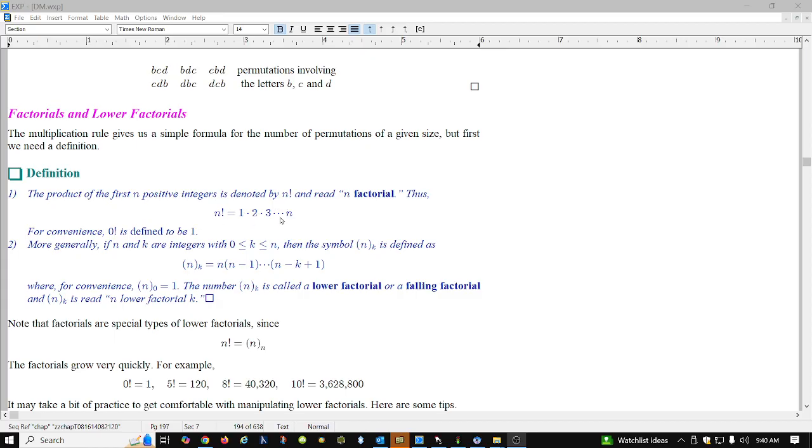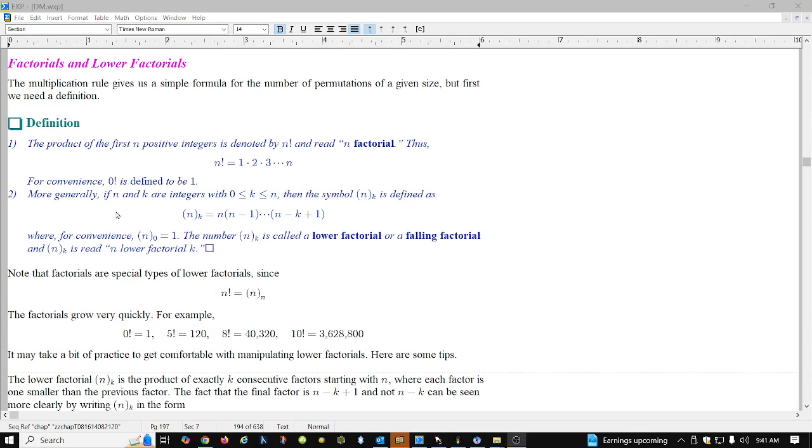1 times 2 times 3 all the way up to n. And for convenience in formulas, 0 factorial is defined to be 1. It doesn't fit this pattern, but it's defined to be 1.